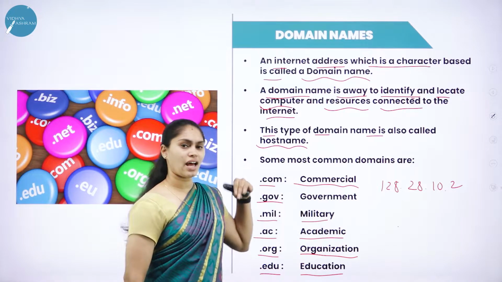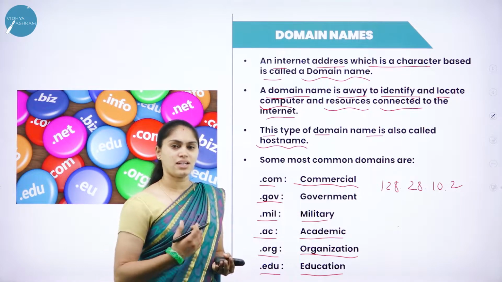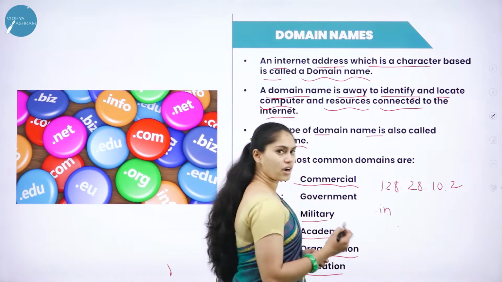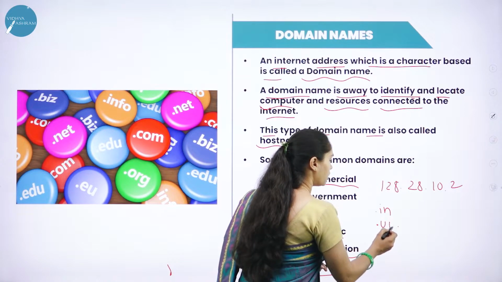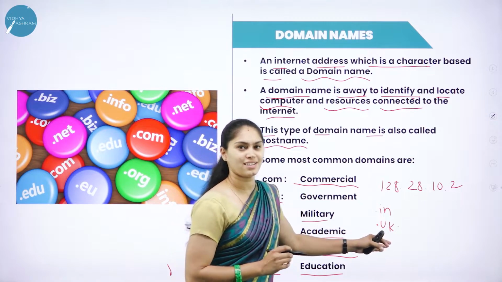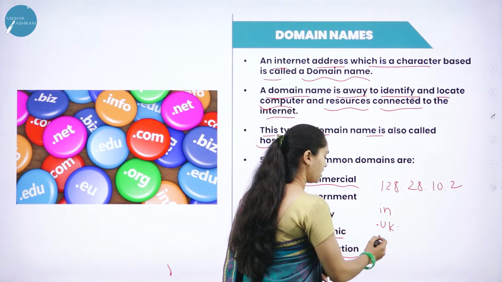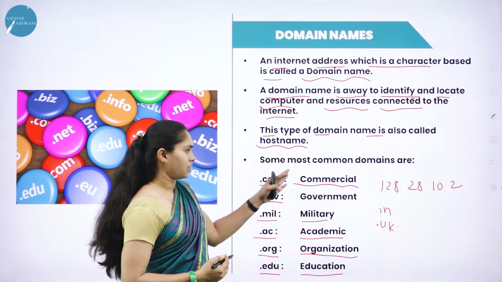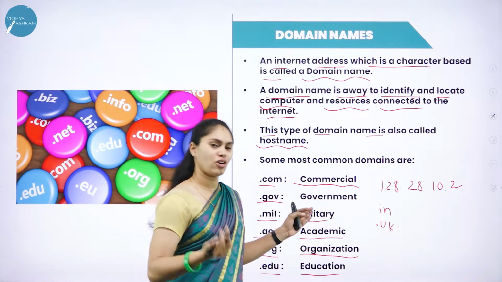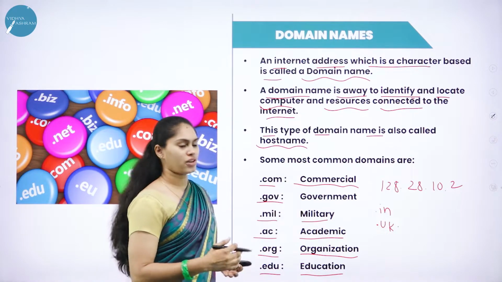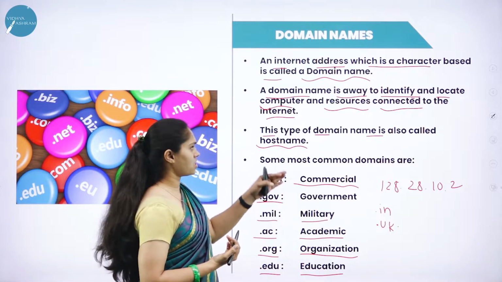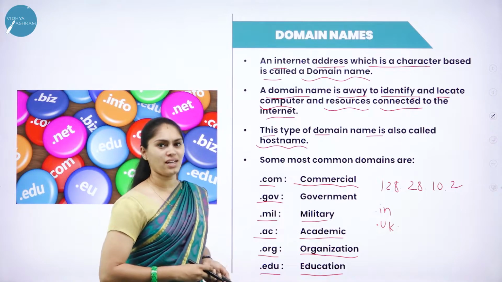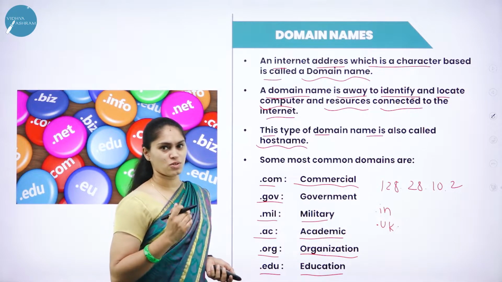We can also have a higher domain with respect to a particular country. For example, if you are searching something related to India, then .in. If I get something like .uk, is this Uttar Karnataka? No, it is related to the United Kingdom. These are the kinds of domain names that we have on the internet. You can use these domain names to specify an address, or to locate the resources connected to the particular internet. This is related to domain names, and the definition of domain name is also important.